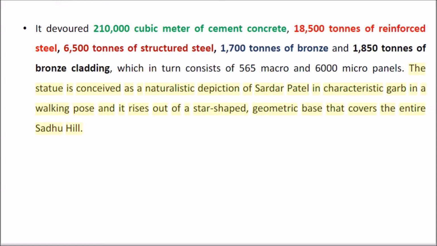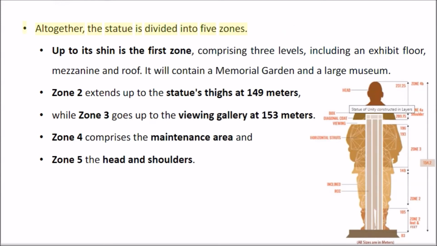The statue is conceived as a naturalistic depiction of Sardar Patel in characteristic garb in a walking pose, and it rises out of a star-shaped, geometric base that covers the entire Sadhu hill. Altogether, the statue is divided into 5 zones. Up to its chin is the first zone, comprising 3 levels, including an exhibit floor, mezzanine, and roof. It will contain a memorial garden and a large museum.